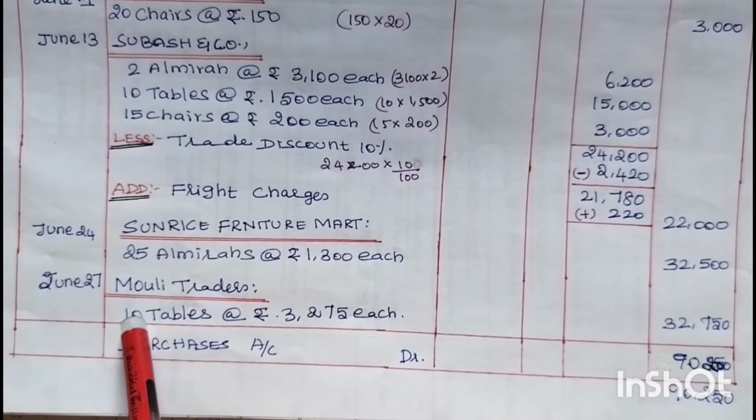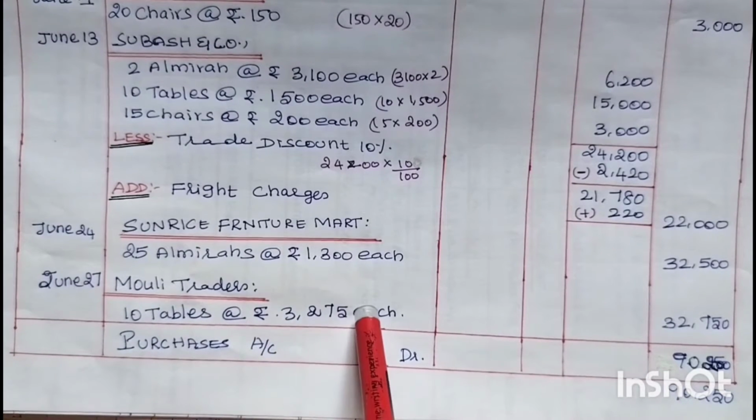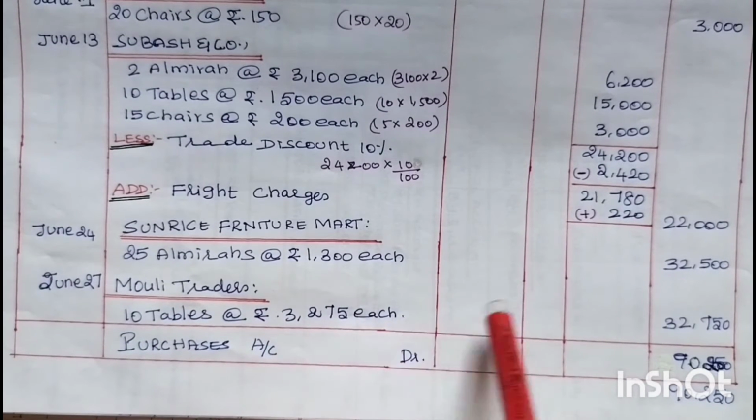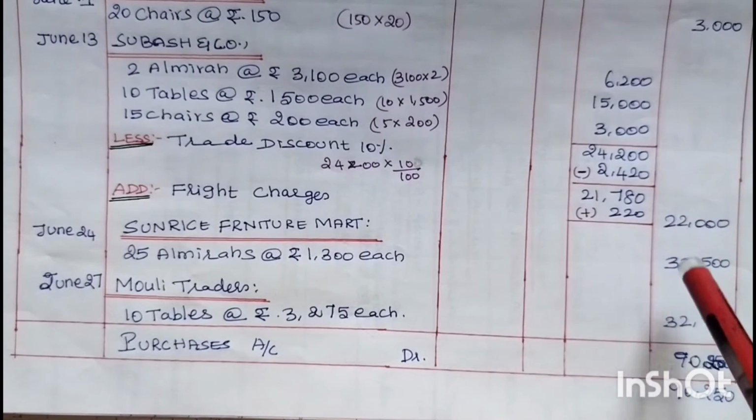How much for 10 tables? We have to multiply 10 into 3,275. How much do we get? We got 32,750. We directly enter that 32,750 into the total column.